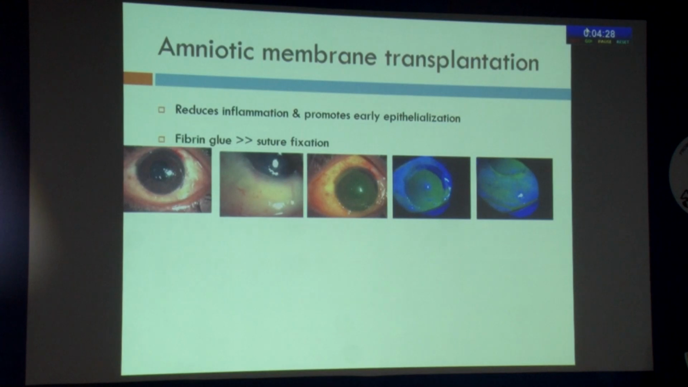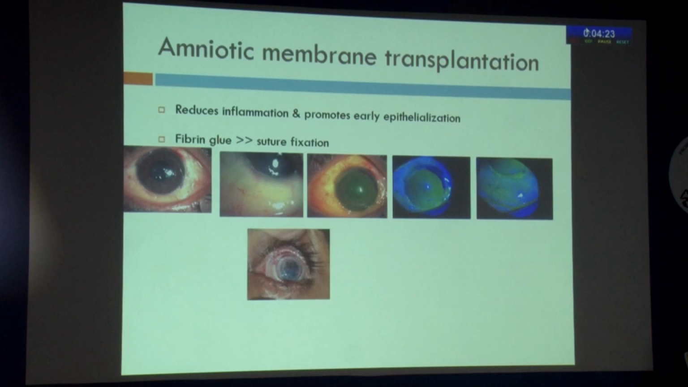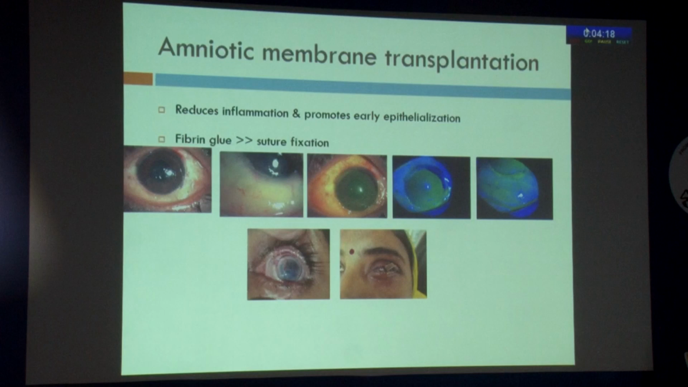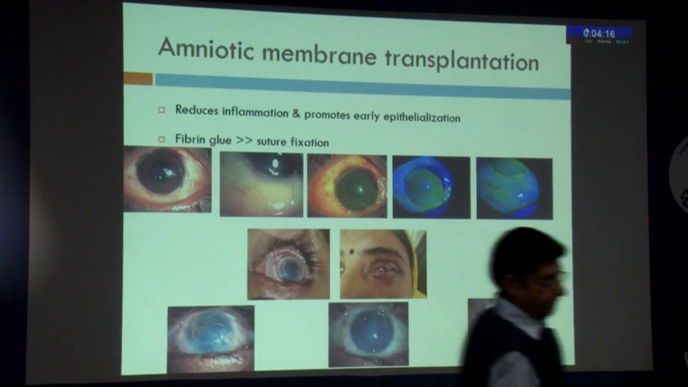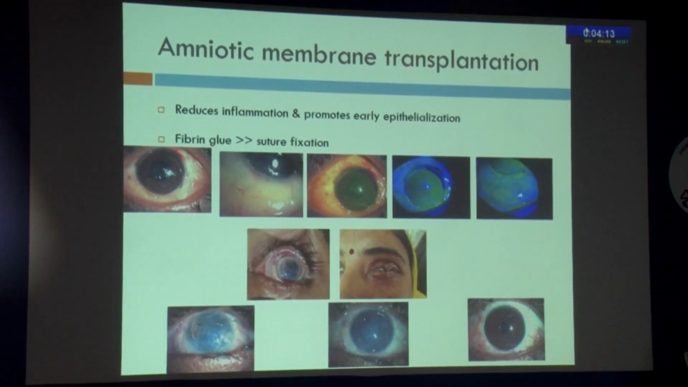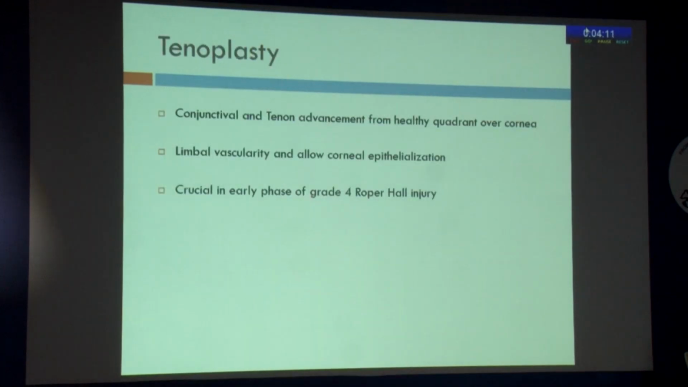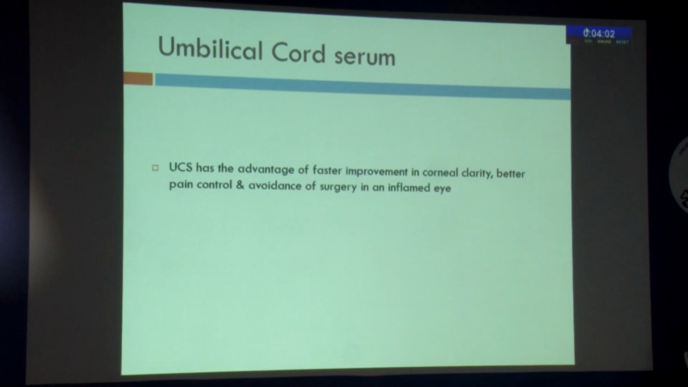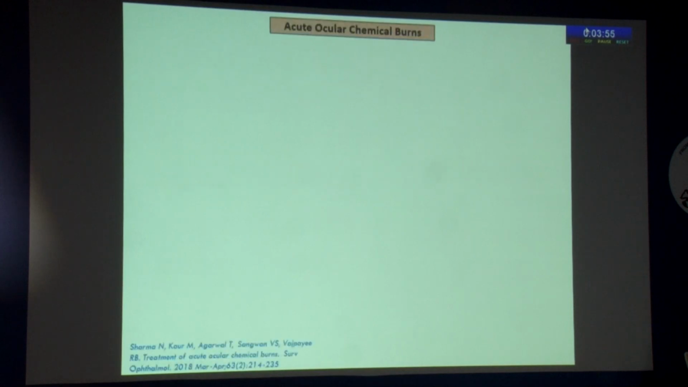Amniotic membranes are important where there is extensive limbal involvement. As you can see in this case, there was nearly 9 clock hours of limbus involved, which was managed well with amniotic membrane transplants, symblepharon ring and tarsorrhaphy, and it healed well at 4 weeks with a nearly clear cornea. Tenonplasty can also be considered in patients who have significant limbal avascularity at presentation, because Tenon's gives you a good vascular supply. Umbilical cord serums have a lot of epithelial regenerating property because of the growth factors they have.